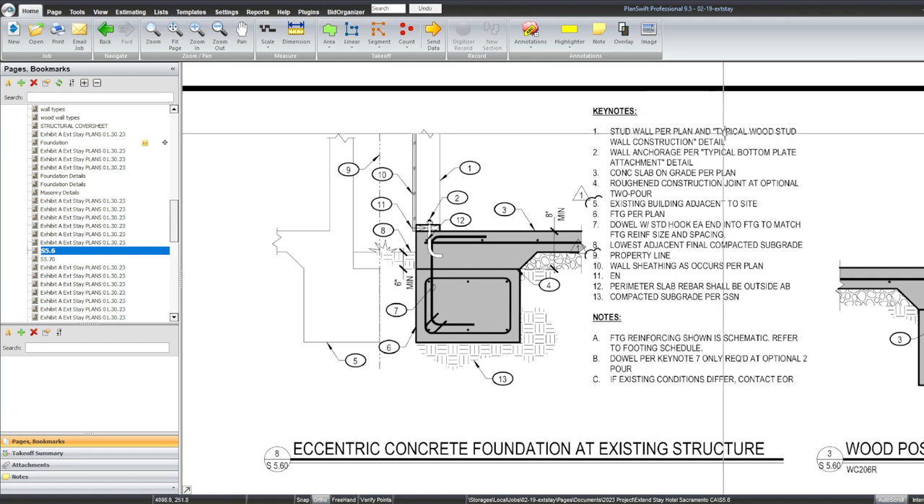The stud is not going to tell us; it's saying per plan, typical wood stud wall, probably 6 inch. We'll look in the architectural set for that. That's 110, most likely a shear wall. Wall sheathing occurs per plan, so that's that SW most likely. 2, anchor bolt, typical bottom plate attachment. Okay, so we're going to place all that prior to 2.